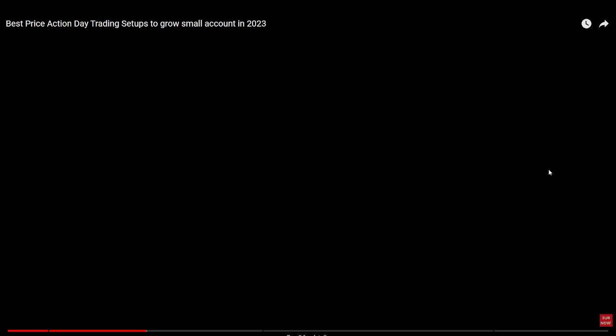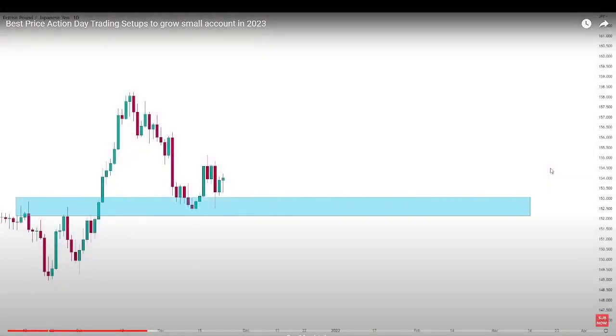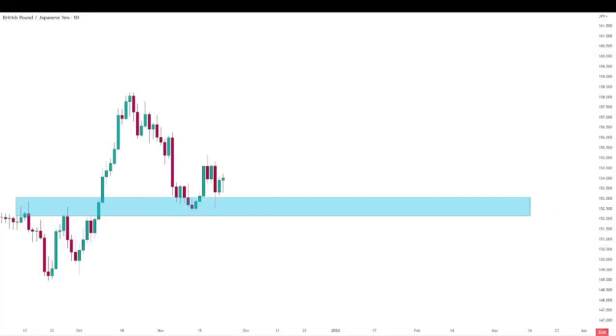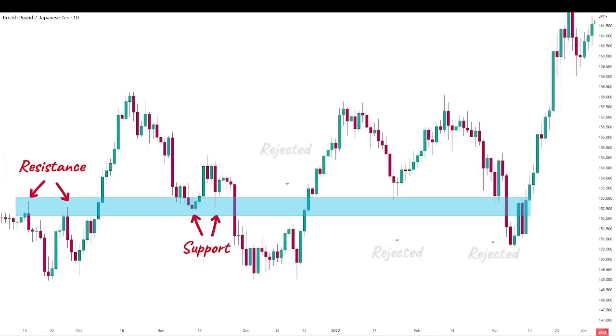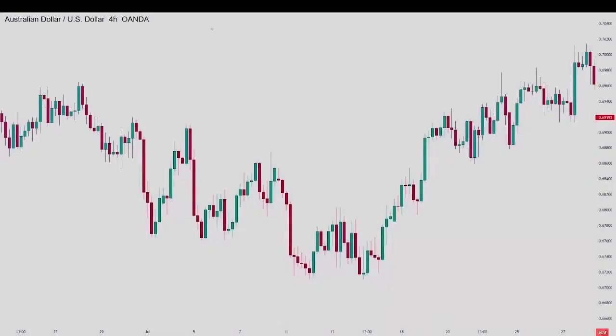Here on the pound-yen daily chart, this level got rejected multiple times, acted as both support and resistance, and recently was respected. Now when the price taps into this level, we expect the market to reject this price. See how many times the market reacted to this level along the way, and all we had to do is wait for an entry reason in a lower time frame to open a position, which we will discuss later in this video.